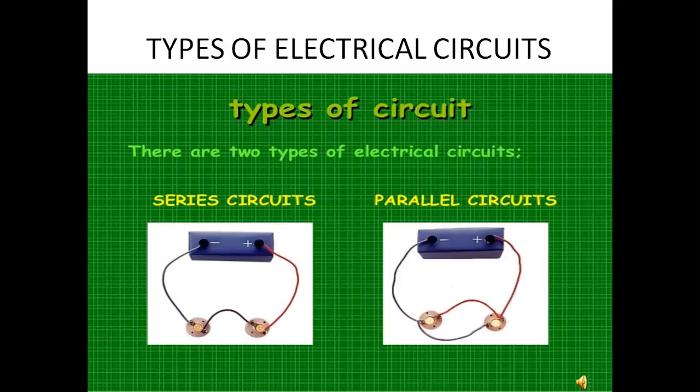Types of electrical circuit. We make only one kind of circuit with a cell and a bulb. But we can make many types of circuits if we have more than one bulb or cell by connecting these components in different ways. So there are two types of electrical circuits. They are series circuits and parallel circuits. In this session, we will see them one by one.